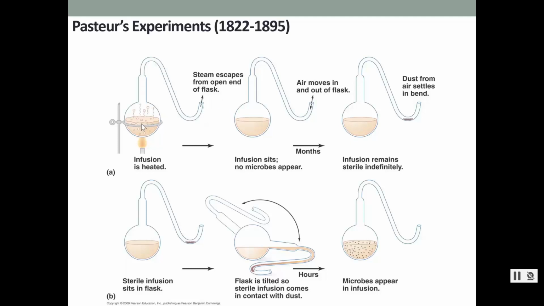Now this does two things. You can boil it in the glass container because steam can escape. The other thing is we know that if steam can escape, air can move in. So air can freely move in and out of this. So for the critics saying that air is necessary for spontaneous generation and you need some sort of life force in the air, this allows the air to move in and out.